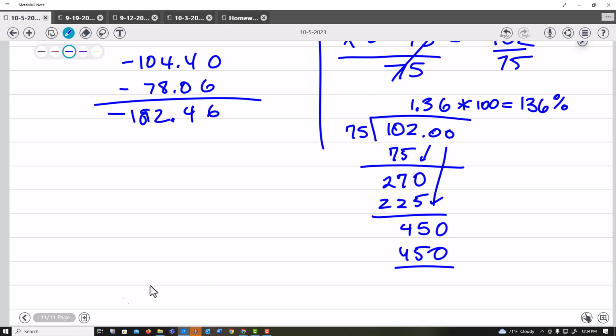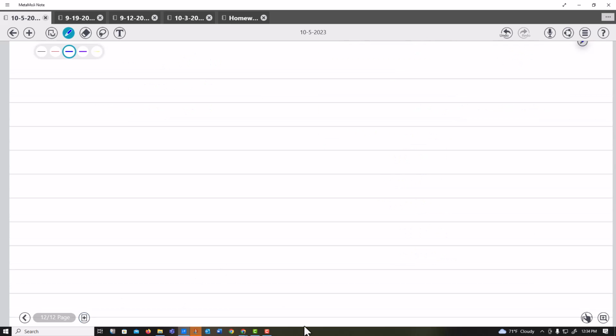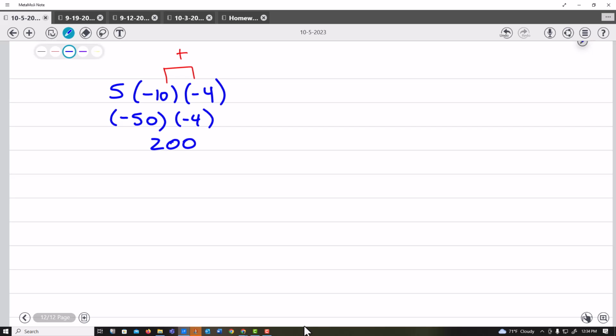Just multiplying values with positives and negatives, always be careful with your negative signs. Remember you can count them. If you have an even number of negative signs, you get a positive. So in this case, this negative times this negative, that's 2 negatives, I'd get a positive. Or if you multiply in order from left to right, which is what you should do, you would get -50, then times -4, and then the negative and the negative would give me a positive 200.